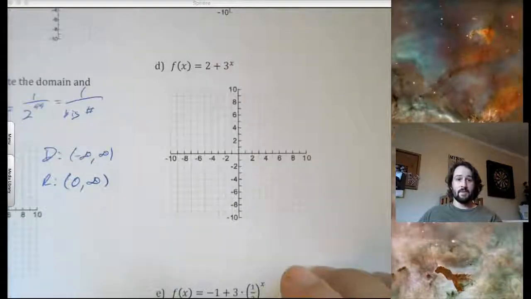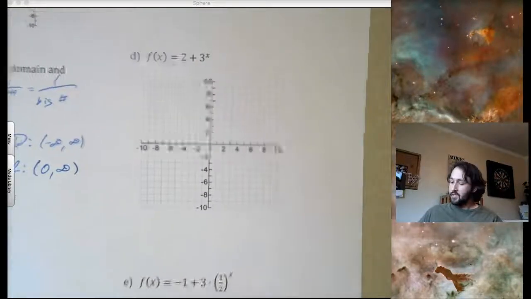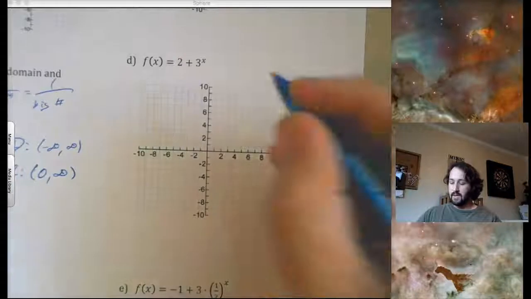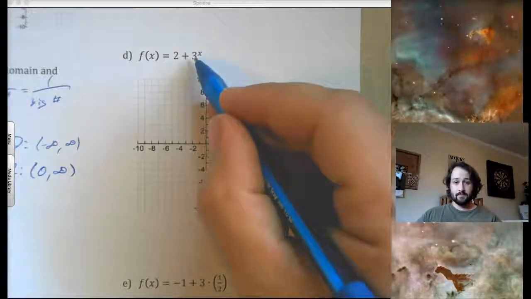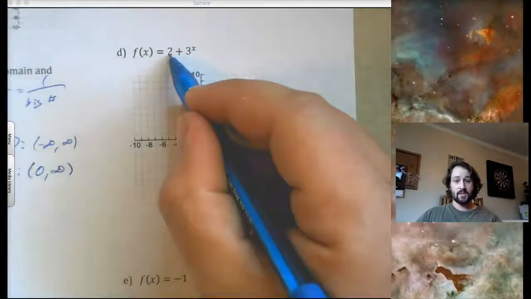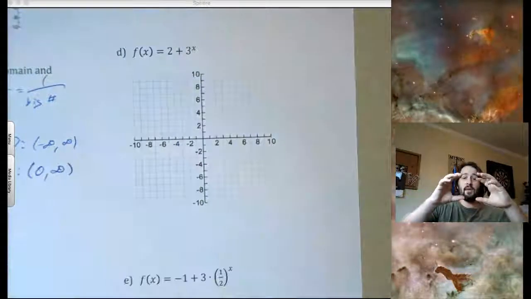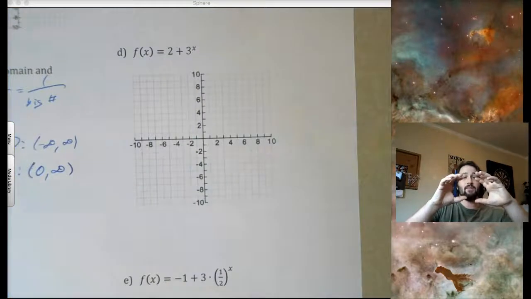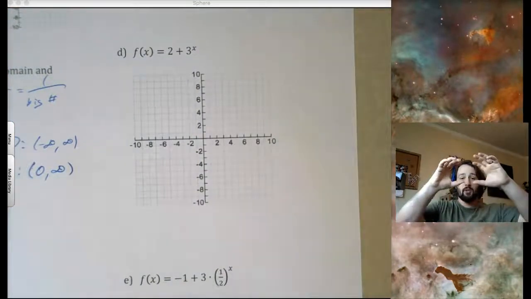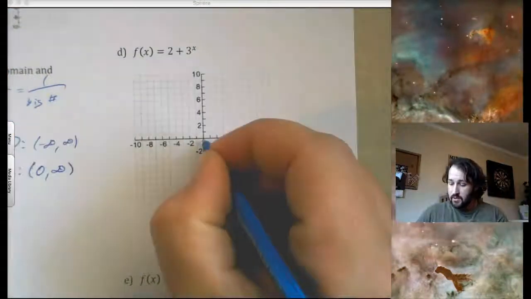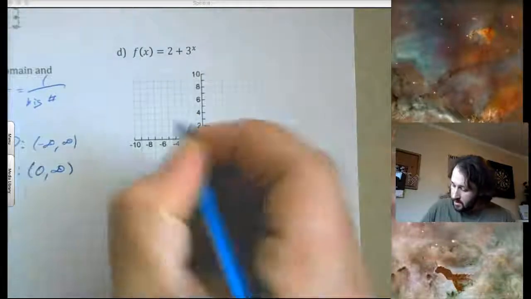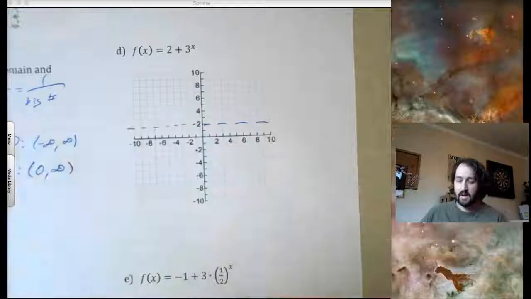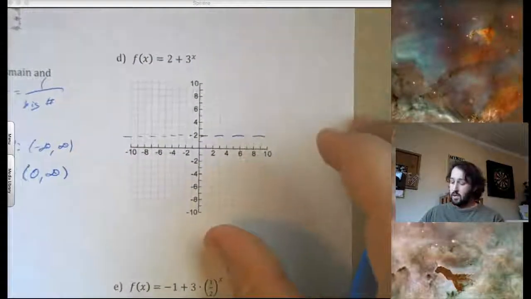All right, with D, we've been talking about it. So I have 2 plus 3 to the x. The base is greater than 1, so this is going to be increasing. Now what this 2 does is it takes the entire graph and moves everything, including the asymptote, up 2 units. So this asymptote that used to be at 0 is now at 2. So I'm going to start my graph by saying I have an asymptote at 2.